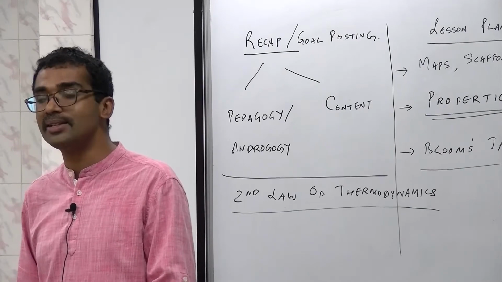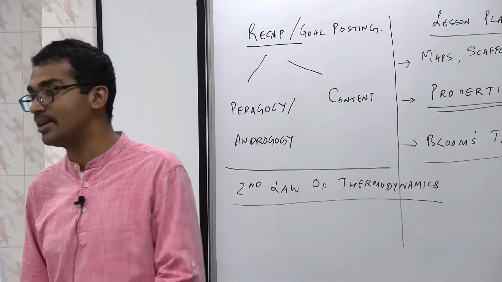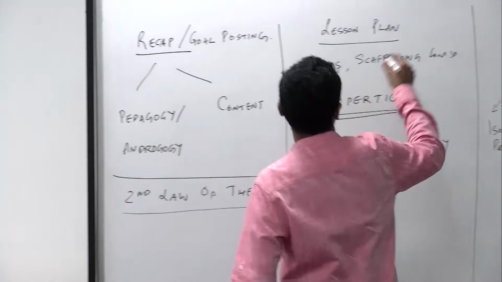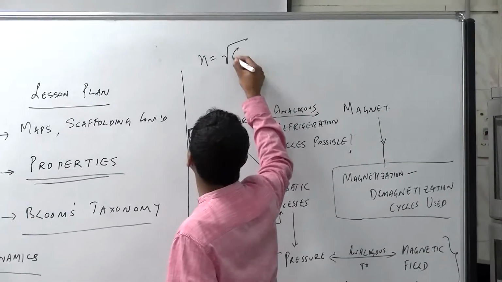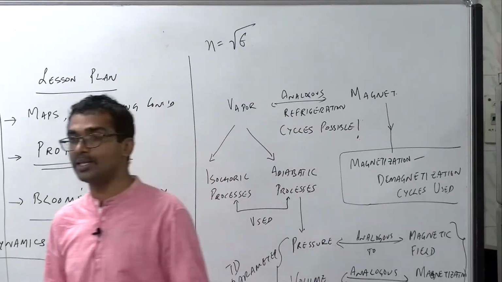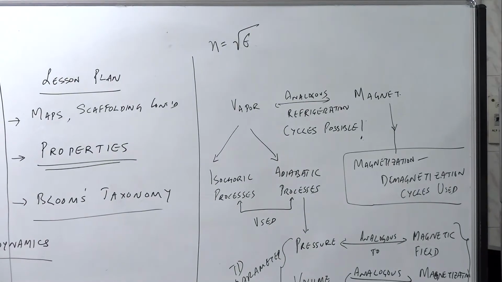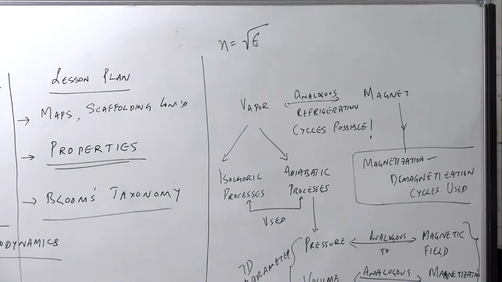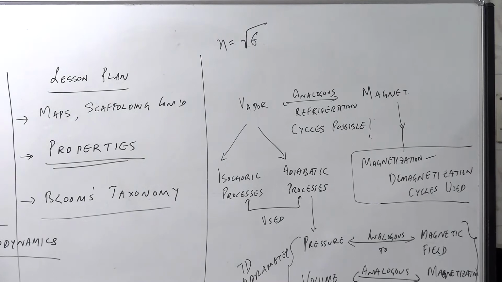In fact, there is a very interesting relationship between dielectric constant and refractive index. Refractive index is written as square root of the dielectric constant. So this is a very simple relationship, and this is also the reason why when the dielectric constant reduces, the refractive index also reduces.